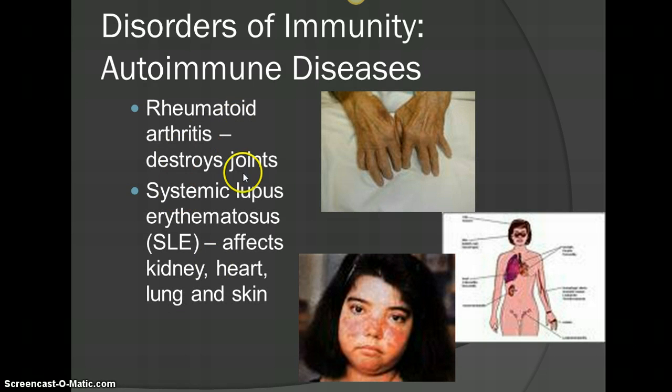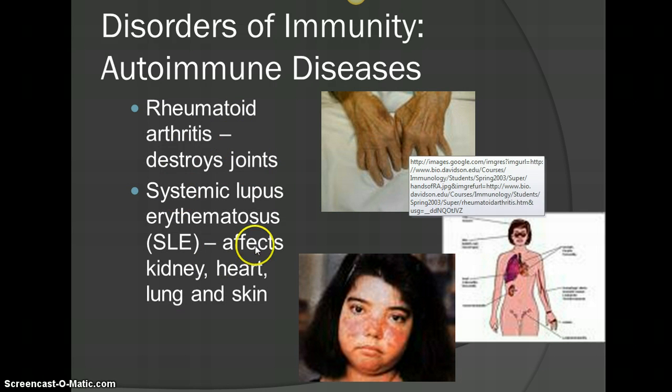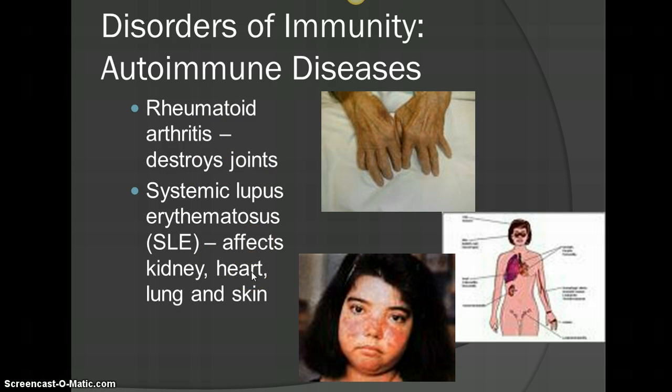Rheumatoid arthritis, destroying the joints, so your own body going through and destroying that. Lupus, and lupus is just kind of a generic all over just attacking. That's why it's called systemic, because it affects the kidneys, heart, lungs, and skin. That's kind of the bigger issues, but it's all over your immune system attacking your body.